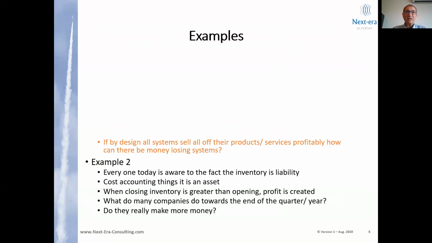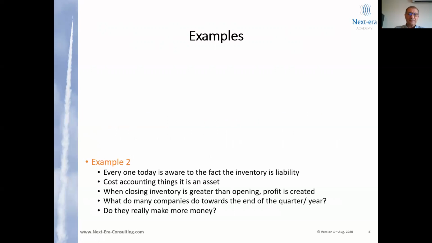So if we assume that selling profitable product or services adds up to a profitable system, and most of us are doing all the efforts to make sure that we are selling profitably, then it is practically impossible for systems to lose money. Have you ever heard about a company losing money? Something is wrong in this logic.